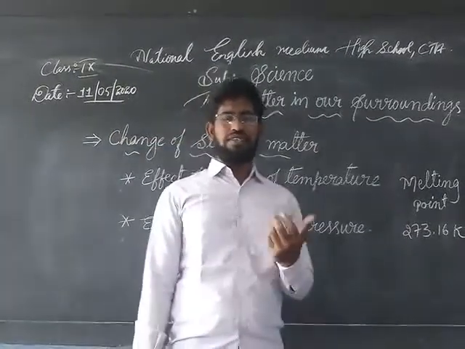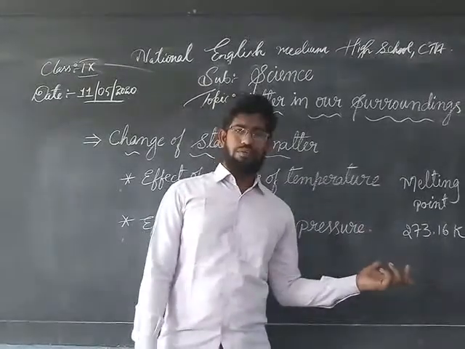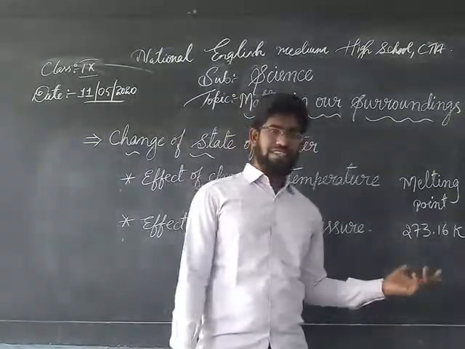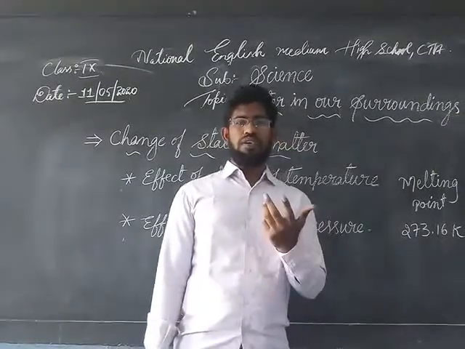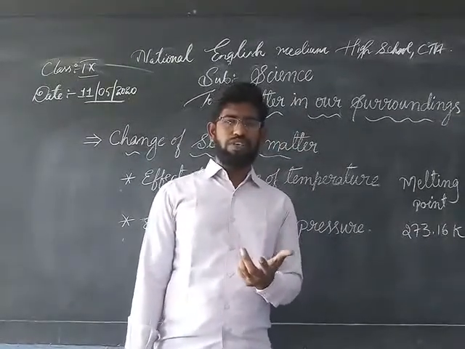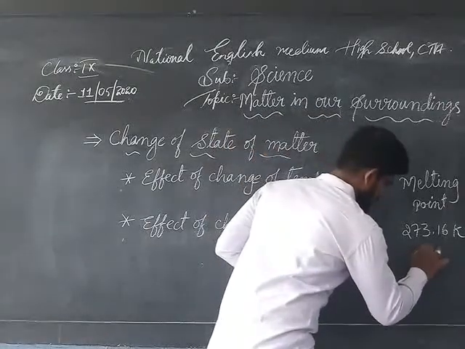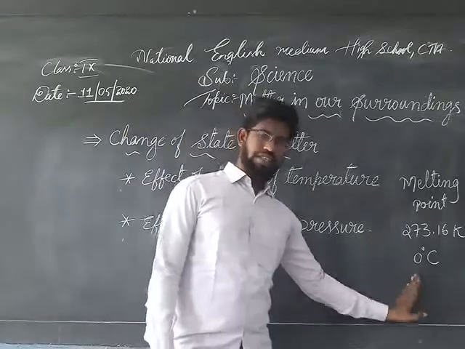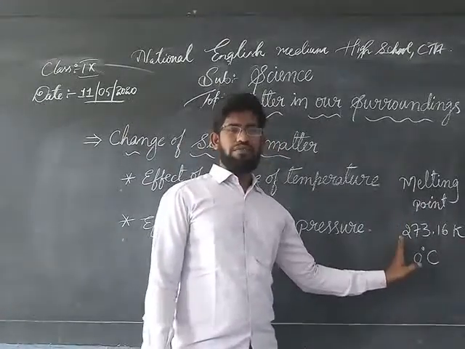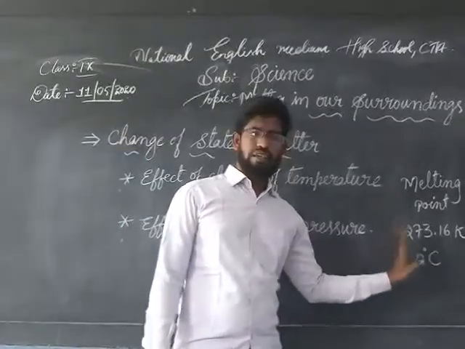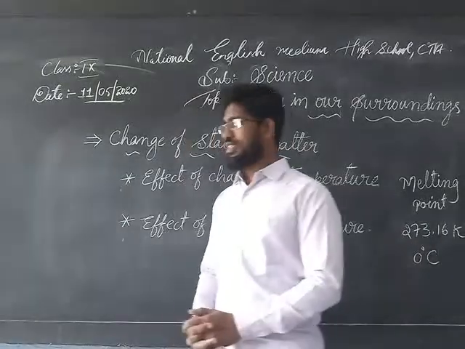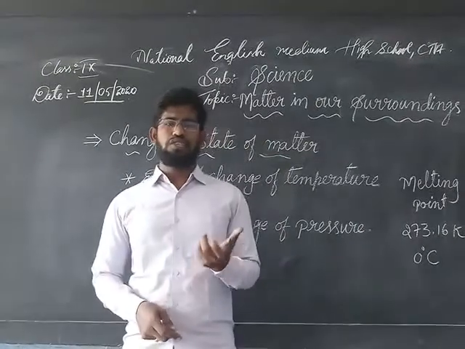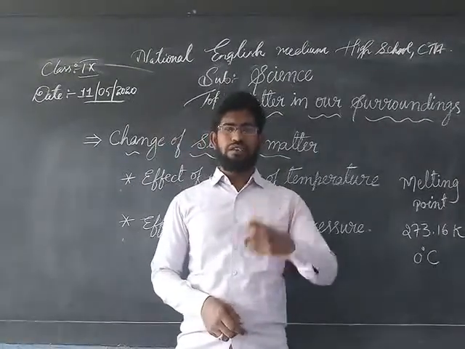The temperature is expressed in Kelvin and also in degree Celsius. So when we are having the number in degree Celsius, the melting point of ice is 0 degree Celsius, and in Kelvin, 273.16 Kelvin. Understood? So after that, the process of melting is the change of solid state into liquid state.